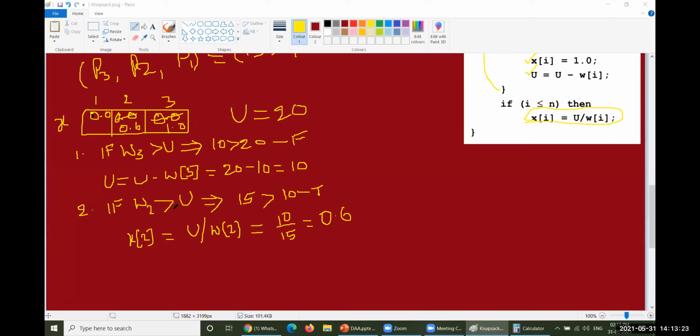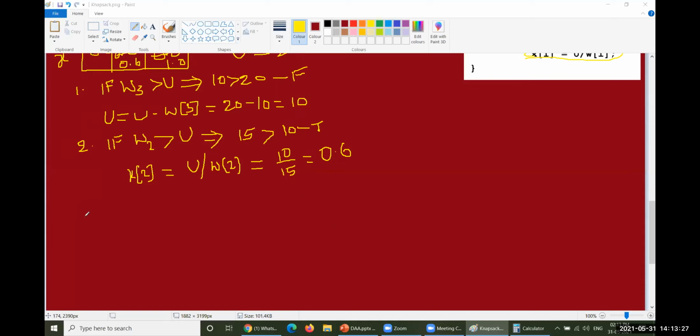And what is the profit being earned here? The total profit will be sigma, 1 less than or equal to i less than or equal to n, of pi into xi.